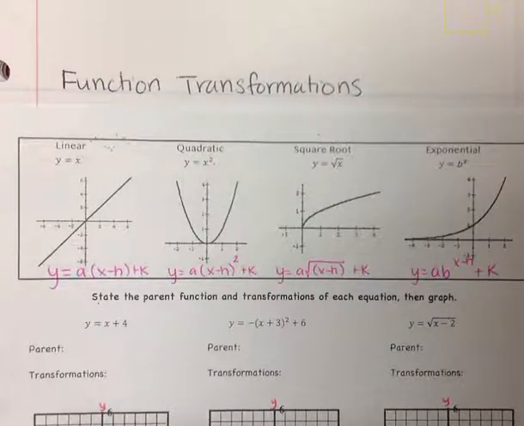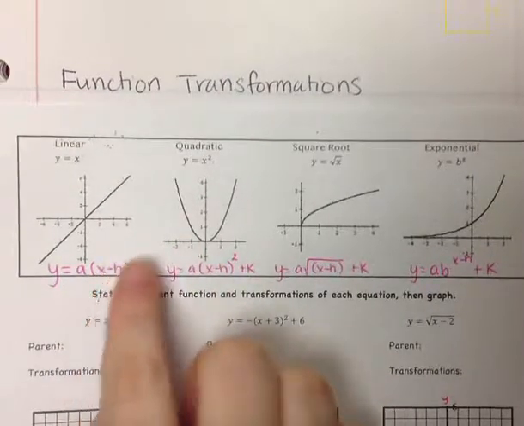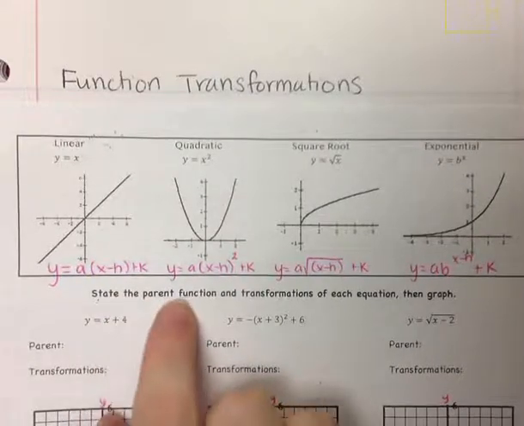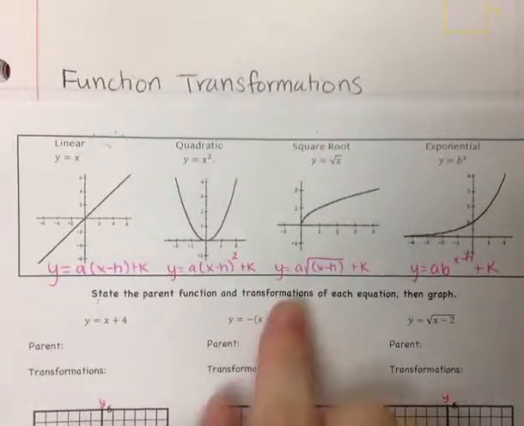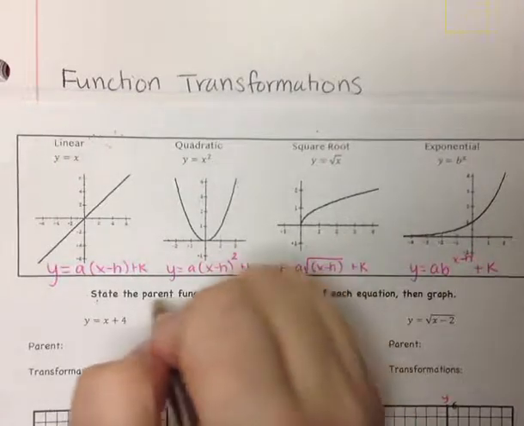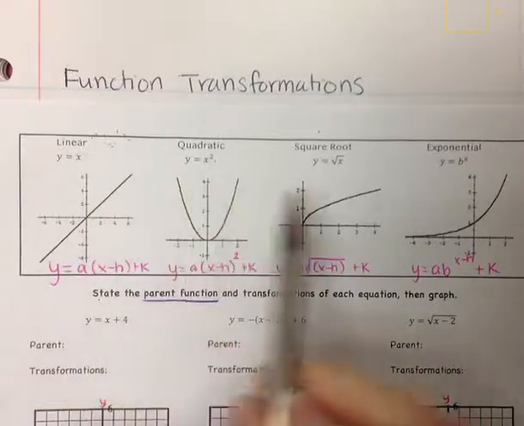This video is on function transformations. We're going to do some examples using our general forms of linear, quadratic, square root, and exponential to determine the transformations that are happening to the equations. So we're going to state the parent function and then the transformations of each equation, and then we're going to graph. So the parent functions, we have to know if they're going to be linear, quadratic, square root, or exponential.